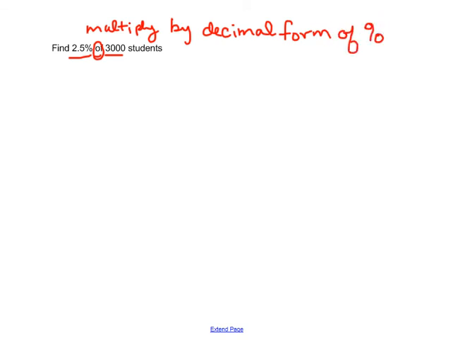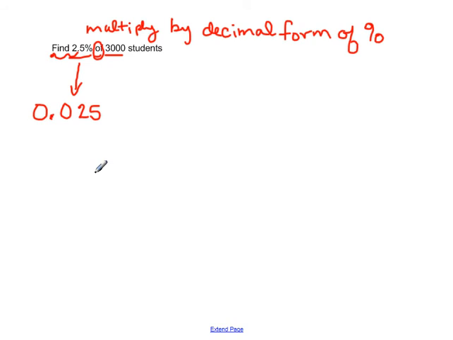So what's the decimal form of 2.5%? Well, if you remember, we want to move the decimal point 2 places to the left. That's going to give us one empty spot, so 0.025. And because this is a decimal number that doesn't have a whole number portion, it's always a good idea to put in that 0 there.